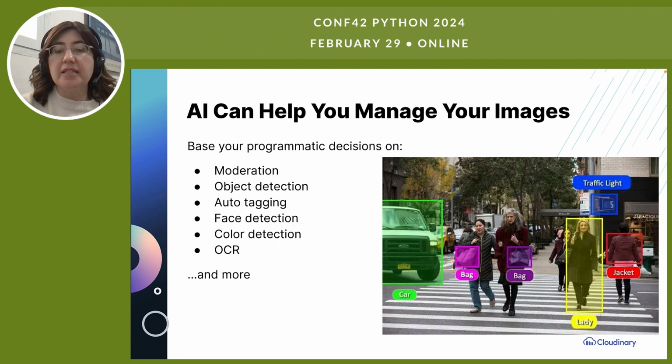AI can detect any text that's in the image and can give that information to you so that you can save it and programmatically make decisions based on that later. And of course, there's lots more. There's lots more analysis that AI can do on your images. These are just an example of a few.